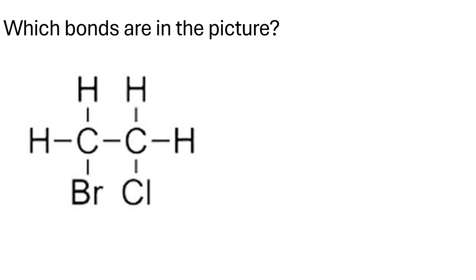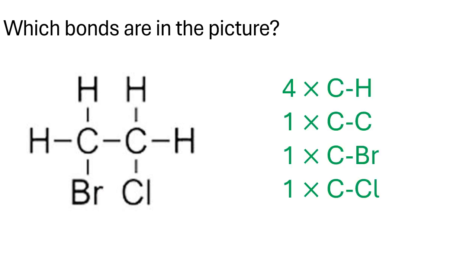What bonds do you see in this picture? Write it down, pause the video. The answers will be coming up soon. The answers to this question are that there would be 4 carbon-hydrogen bonds, 1 carbon-carbon bond, 1 carbon-bromine bond, and 1 carbon-chlorine bond.